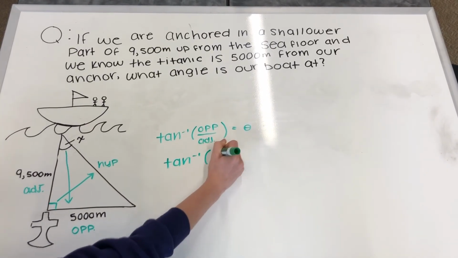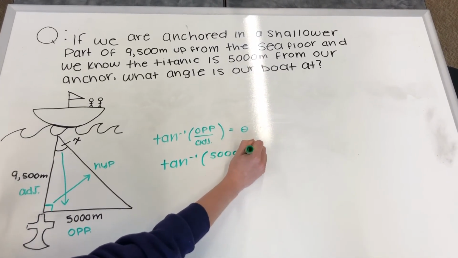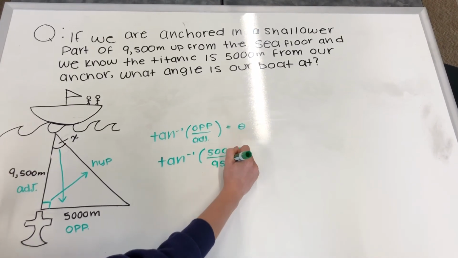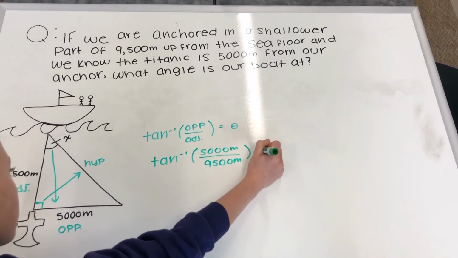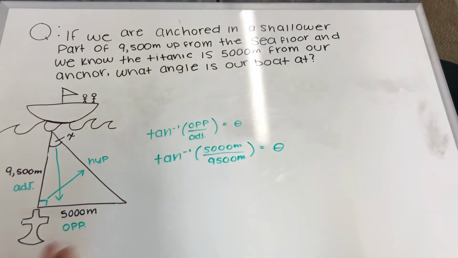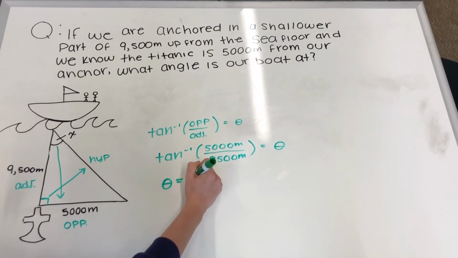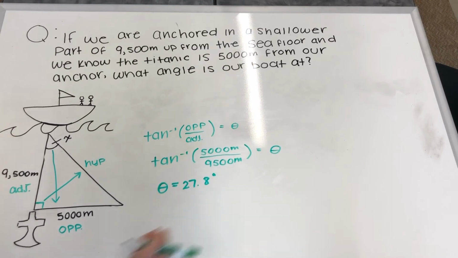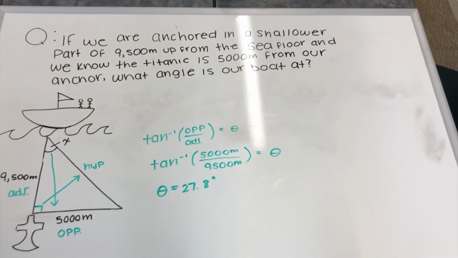Inverse tangent of opposite over adjacent is equal to theta, so we are going to do inverse tangent of 5,000 meters over 9,500 meters equals theta. When you plug this into your calculator, theta will be equal to 27.8 degrees. By using inverse trig, we were able to figure out what angle our boat should be at when reaching the Titanic.